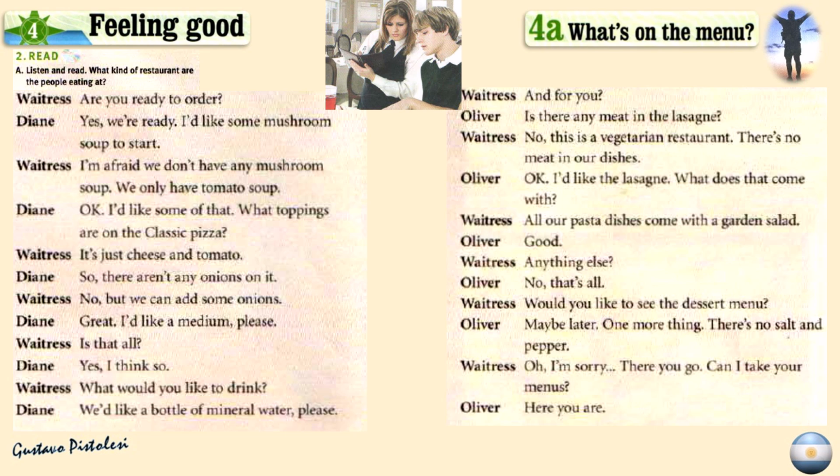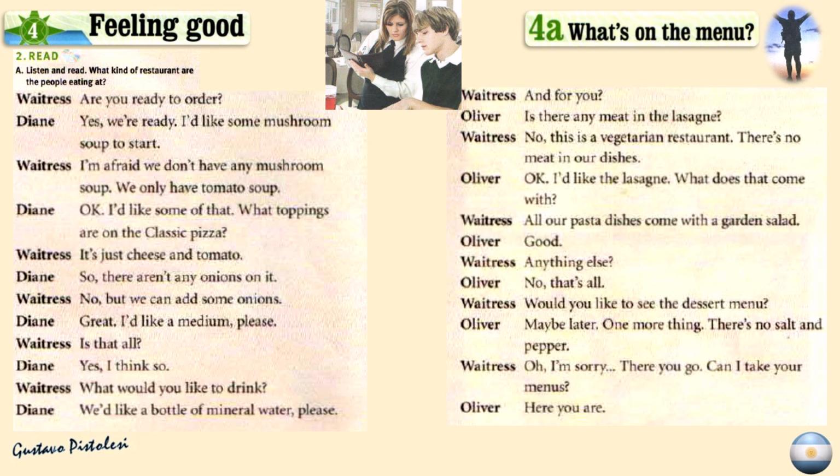Are you ready to order? Yes, we're ready. I'd like some mushroom soup to start. I'm afraid we don't have any mushroom soup. We only have tomato soup. Okay, I'd like some of that. What toppings are on the classic pizza? It's just cheese and tomato. So, there aren't any onions on it? No, but we can add some onions. Great. I'd like a medium, please. Is that all? Yes, I think so. What would you like to drink? We'd like a bottle of mineral water, please.